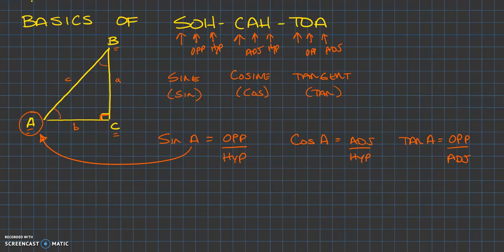So SOH-CAH-TOA, what does it stand for? The sine is equal to the opposite over the hypotenuse. There's your SOH. CAH: cosine of an angle is adjacent over hypotenuse. TOA: tangent is equal to opposite over adjacent.